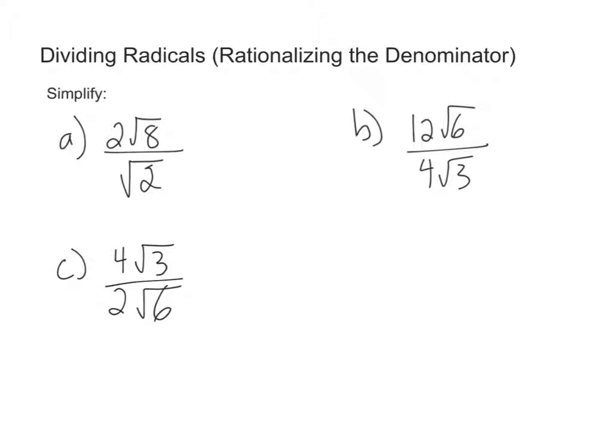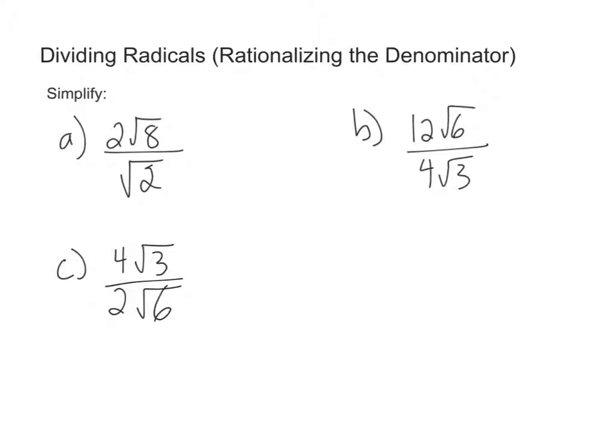Today we're going to work on dividing radicals. Part of that is a process called rationalizing the denominator, which we will get into shortly. But first of all, just look at dividing radicals. The same rules can apply for multiplication.